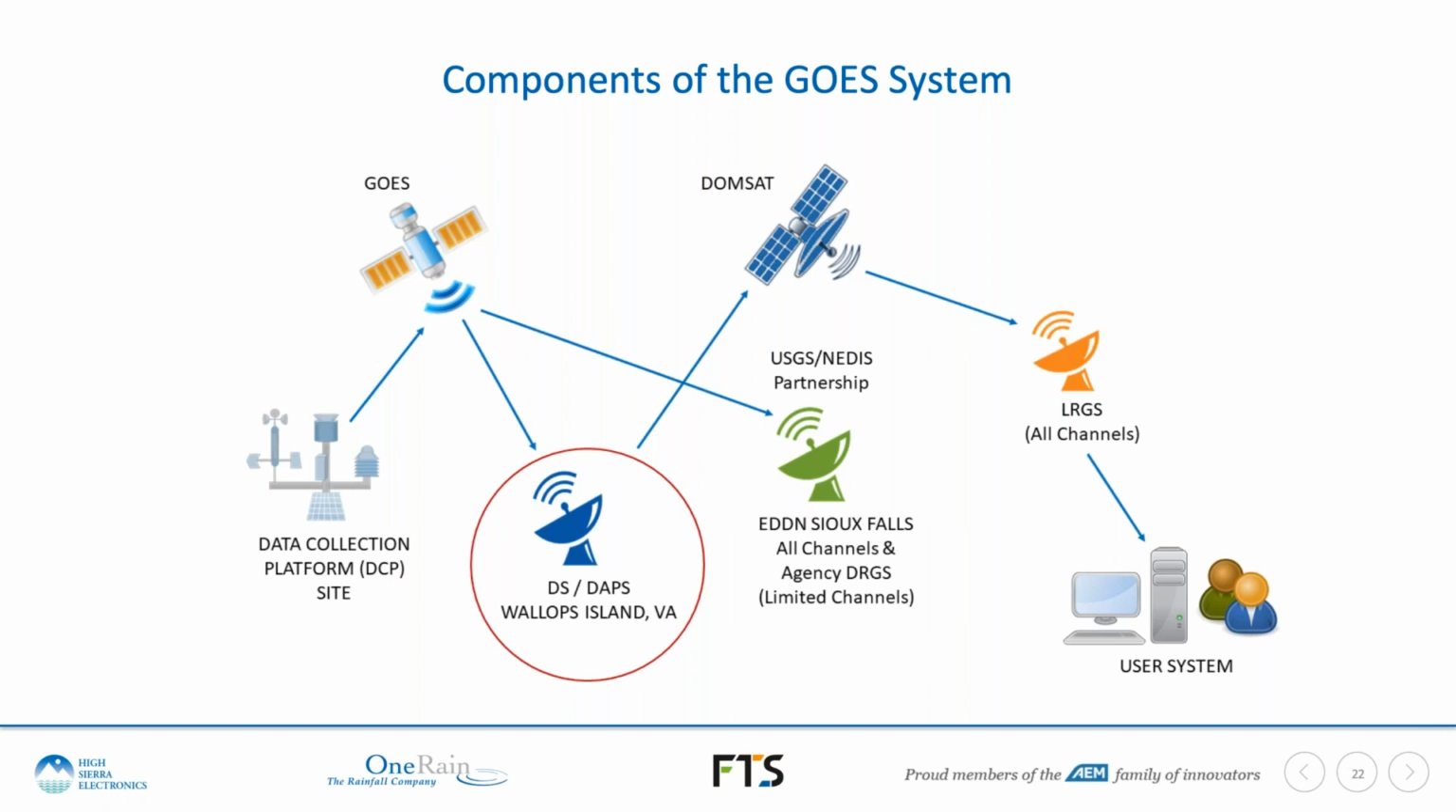If it's received at Sioux Falls, then you can easily capture it from their website, or like the USGS, pull it into their system from there. Or it bounces up from Wallops to the DOMSAT satellite, and from there you can have your own local readout ground station to capture your data. It's very quick, and capturing that data is extremely reliable.